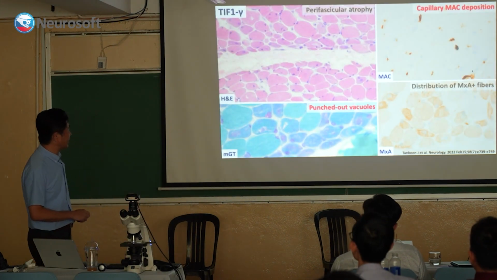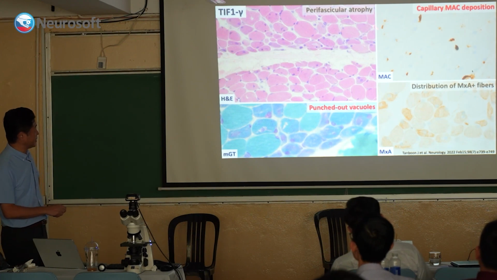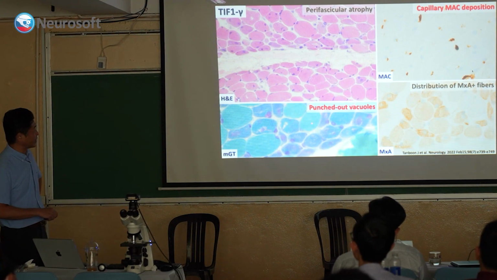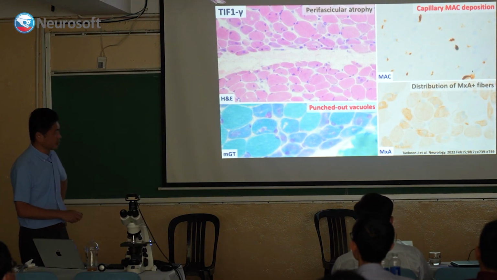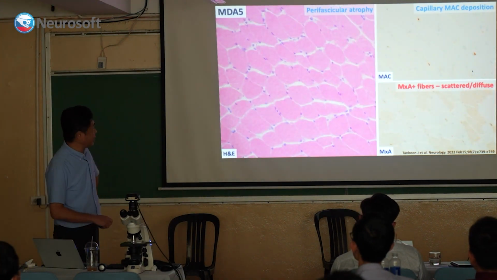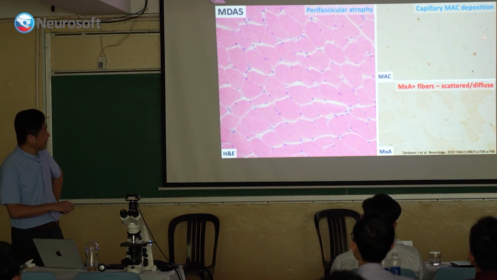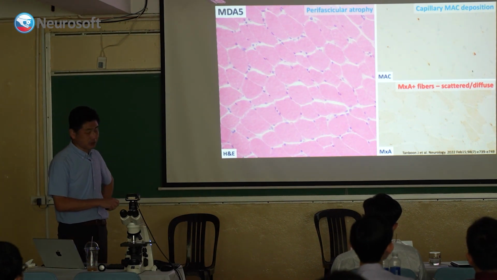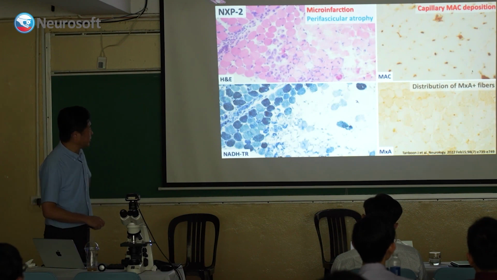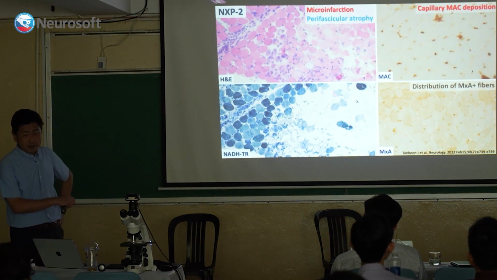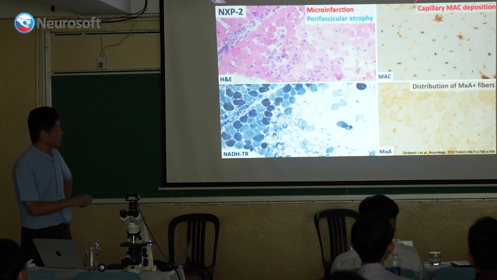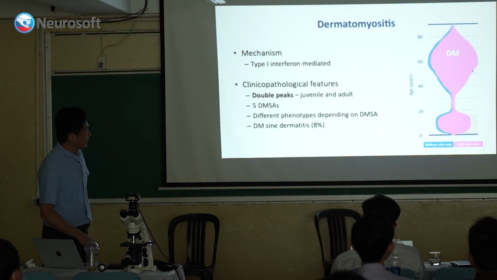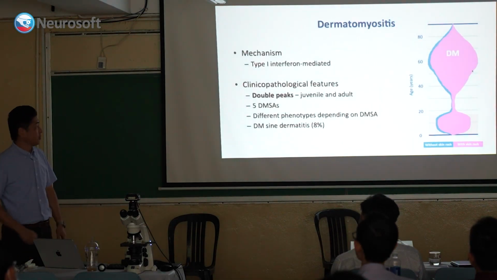And then T1 gamma, let's say perivascular atrophy, but they often show this type of punched out vacuoles, and capillary mark deposition is frequent. And MDA5, no perivascular atrophy, and capillary mark deposition is very rare. And XP2, we often see microinfarction, and capillary mark deposition is very prominent. Okay, so this is the summary.